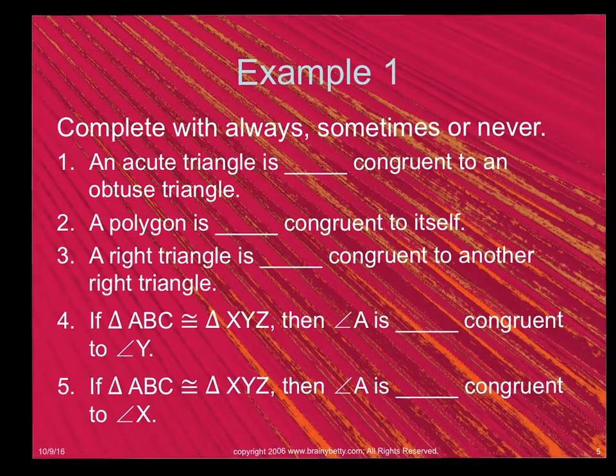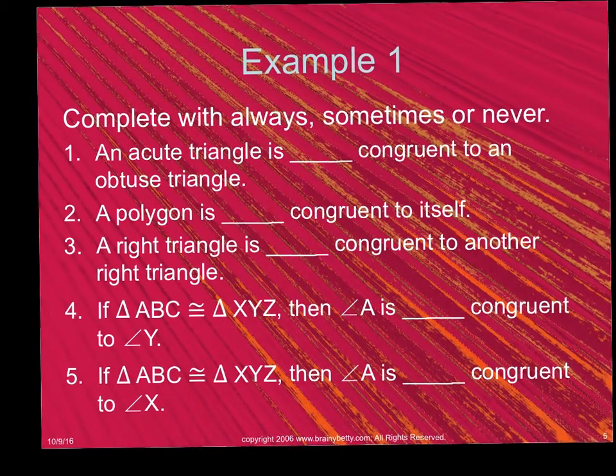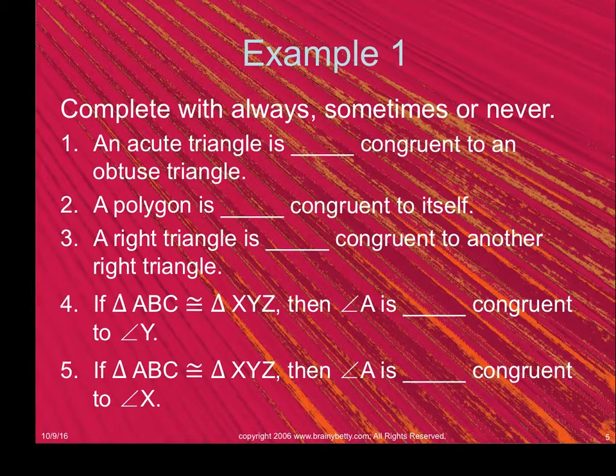All right, so we're going to fill these in with always, sometimes, or never. Let's see how well you know this stuff. Number 1 says an acute triangle is blank congruent to an obtuse triangle. Never. Is it possible for an obtuse triangle to equal a triangle that has all angles underneath 90 degrees? No, it's not possible, right? A polygon is blank congruent to itself. Always. A right triangle is blank congruent to another right triangle. Good, sometimes.